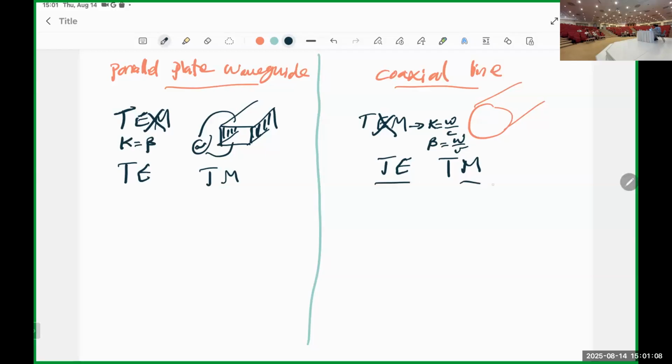Now for higher order modes, beta is not going to be equal to K, but you're going to have another wave number we call the cutoff wave number. So you have to get the cutoff wave number first, and then get the phase constant. But K is always omega over c. This is the way you think about it, regardless of the structure, whether it is rectangular or circular.